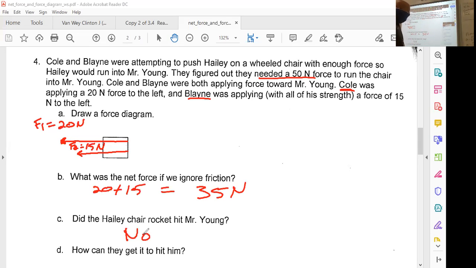The next question is, how do they get the chair to hit Mr. Young? How can they do that? They're going to need more force. Okay, they only have 35, but they need 50. So they need 15 newtons of force to the left. Needed.